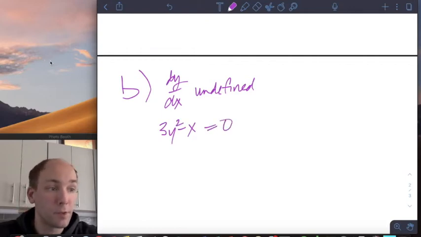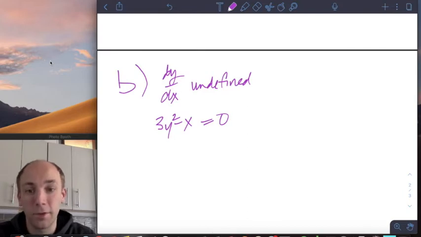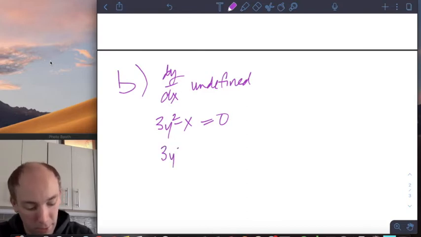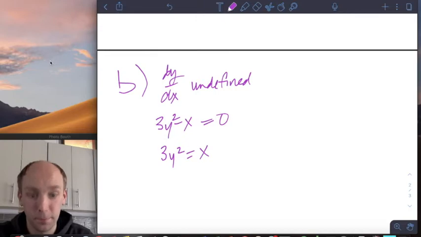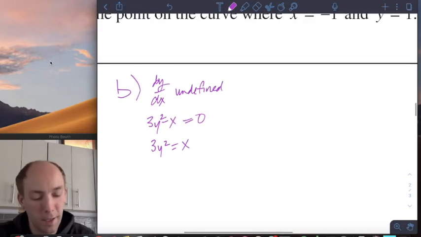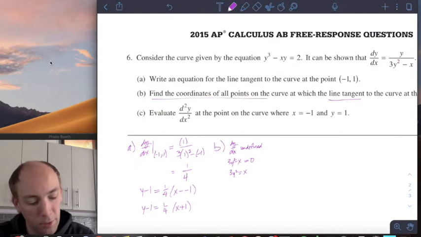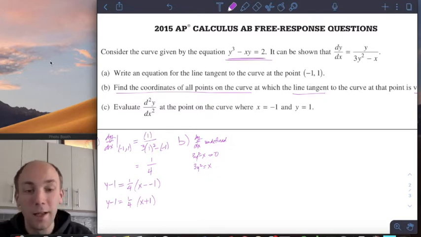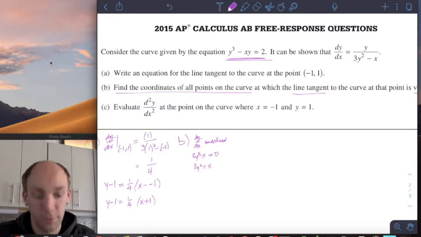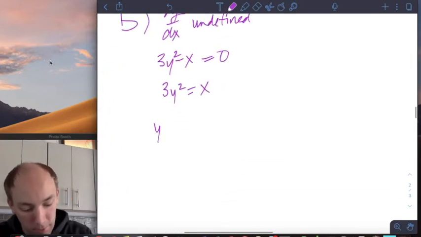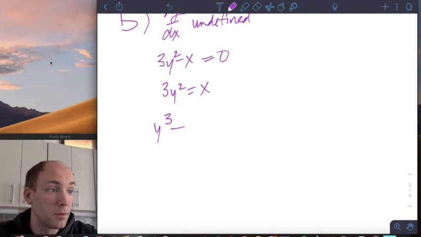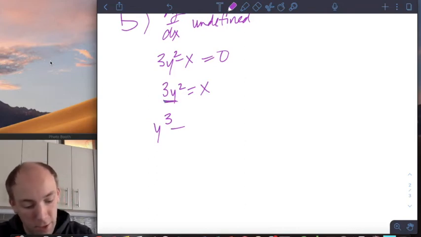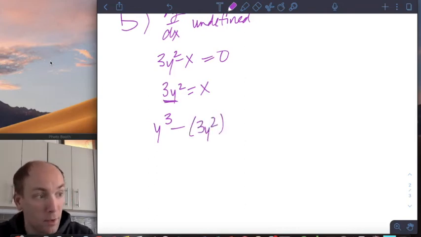What we're going to do is solve this. I think the easiest variable to solve for would be x. So 3y squared is equal to x. There's this relationship here, but I need to find the coordinates of all points on the curve. So we're going to take that 3y squared equals x and use it as a substitution in my original curve. So y cubed minus x, where the x is going to change into 3y squared times y, equals 2.